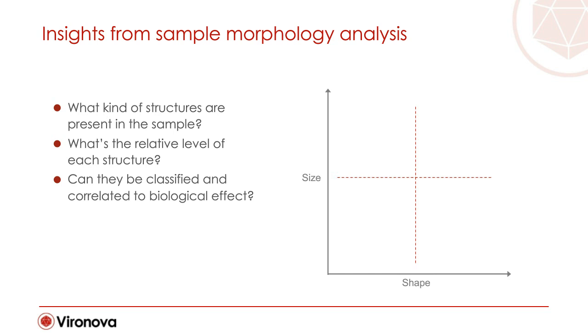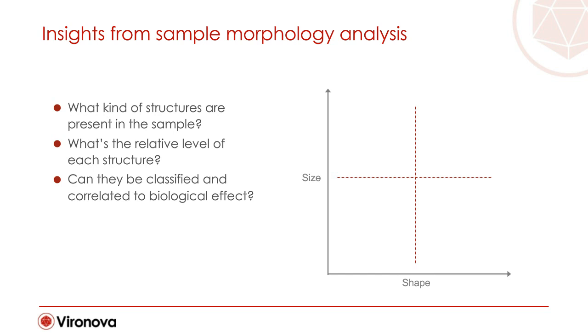What kind of structures can be found in the sample, and what is the relative level of each structure? The tricky part here is to find a robust method to classify the structures that you find in your sample in a way so that you can compare the results from one batch to another. And when you can correlate a specific structure, or even a specific structural footprint, as there is often more than one structure within the sample, to the wanted biological effect, then you have created a very powerful analytical tool.